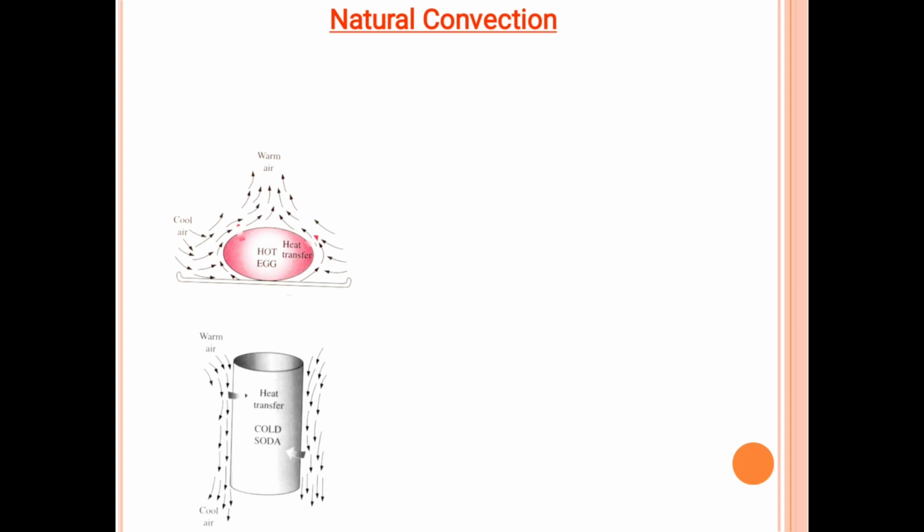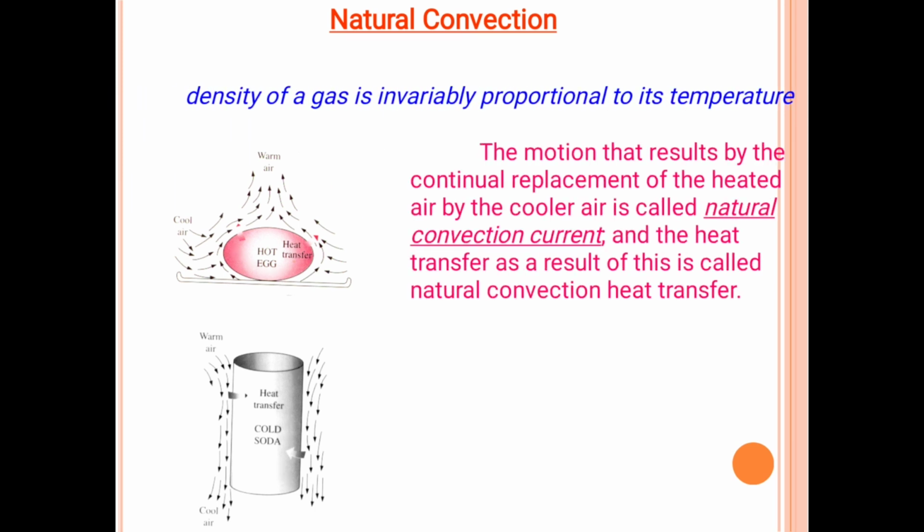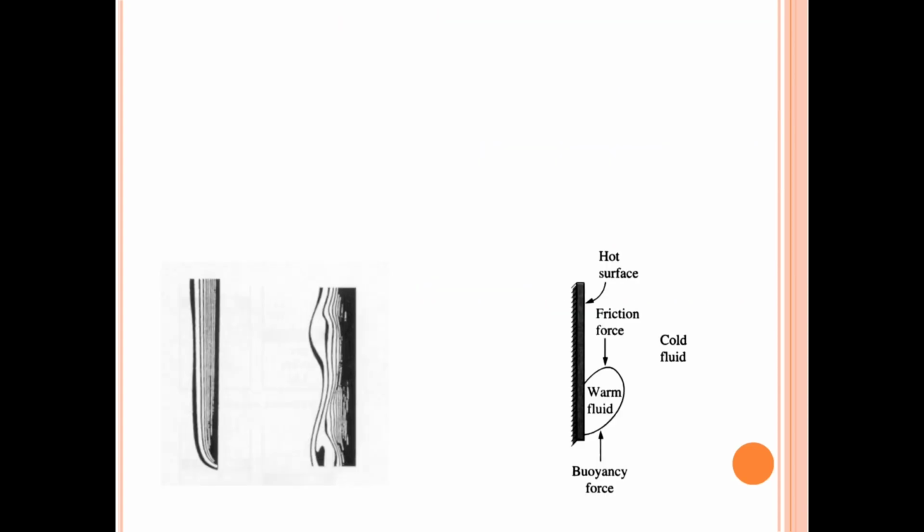Another convection is forced convection. If the fluid motion is artificially created by means of an external force like a blower or fan, that type of heat transfer is known as forced convection. The motion that results from a continual replacement of heated air by cooler air is called natural convection current, and the heat transfer as a result of this is called natural convection heat transfer.